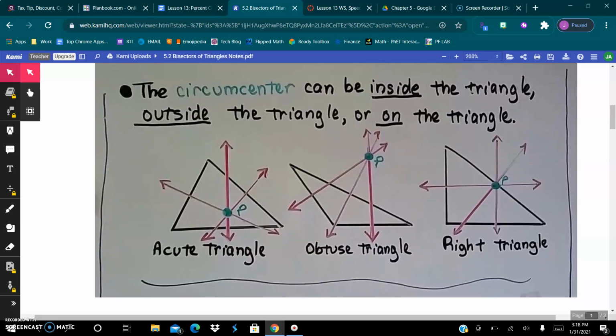Depending on what type of triangle you're working with, that circumcenter point can be inside the triangle, outside of the triangle, or actually on one of the sides. So in an acute triangle it is inside, in an obtuse triangle that point is outside, and in a right triangle, it's on the hypotenuse.